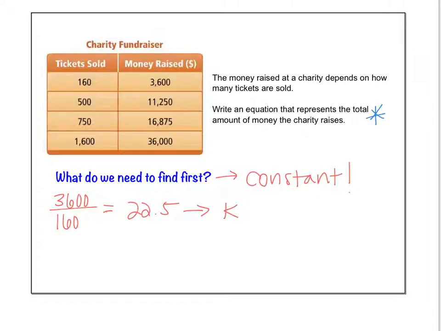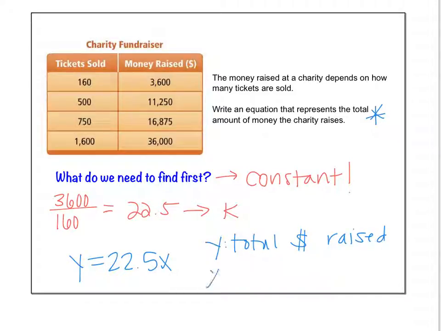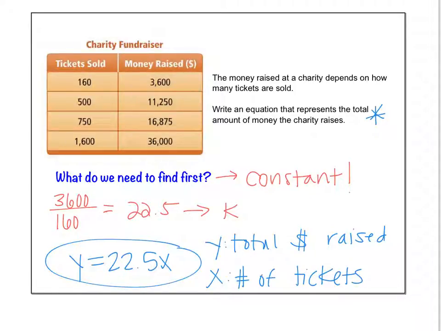So main goal here is to write an equation that represents the total amount of money the charity raises. So we're going to have y equals 22.5x, where y is what I'm calculating for, the total raised. And then if we think about where that comes from, it comes from how many tickets are sold and the price of one ticket. So $22.50 per ticket, so I need to multiply that by the total number of tickets. And that will finish up my equation.